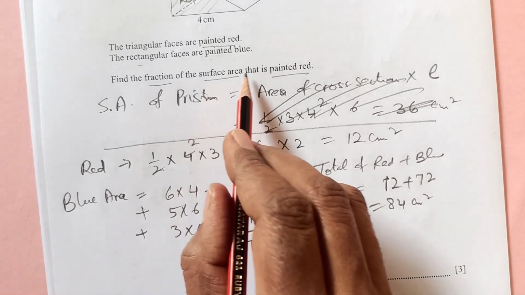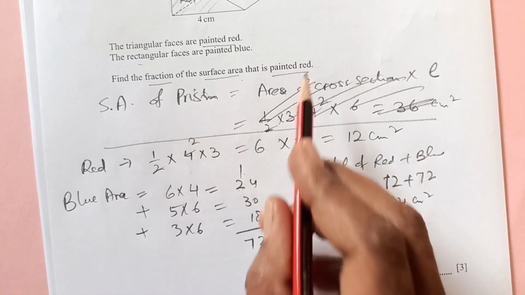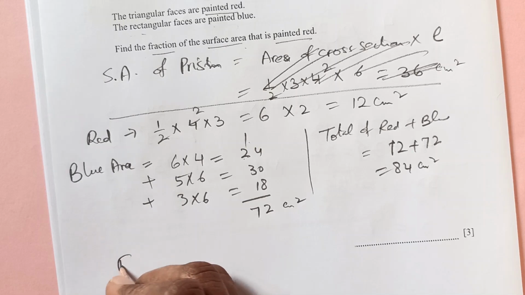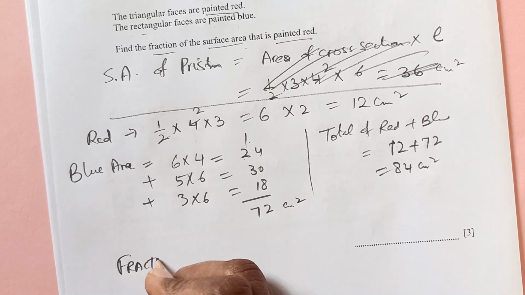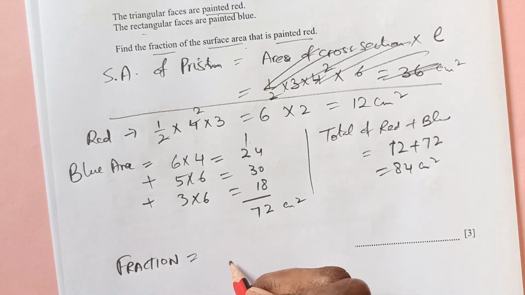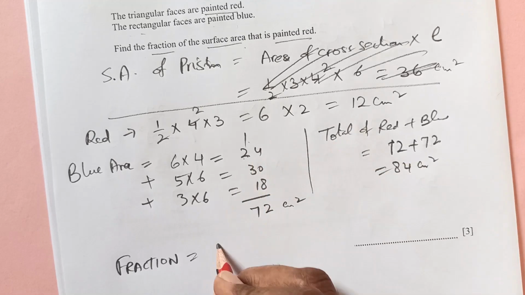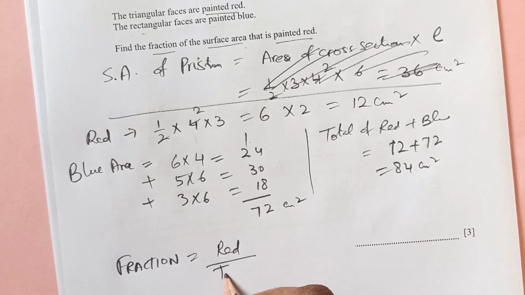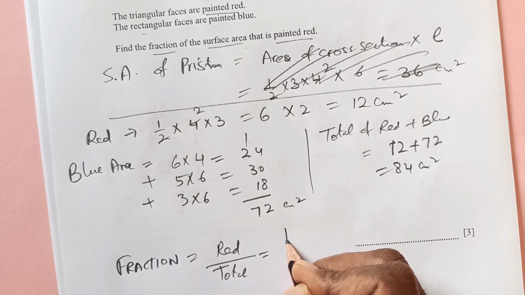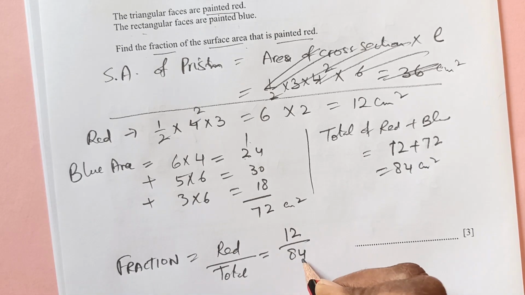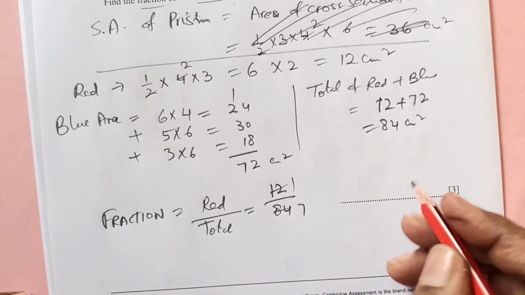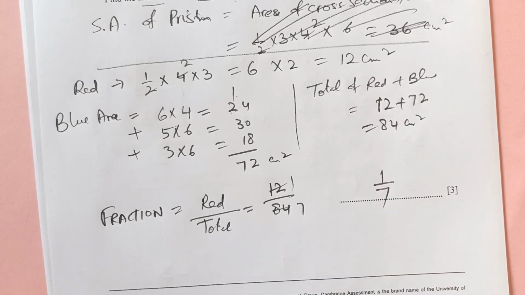And now we are looking for the fraction of the surface area that is painted red. So the fraction is going to be red over the total. So red area over the total. So red is 12 over 84. So that means 1 over 7 is the final answer, right?